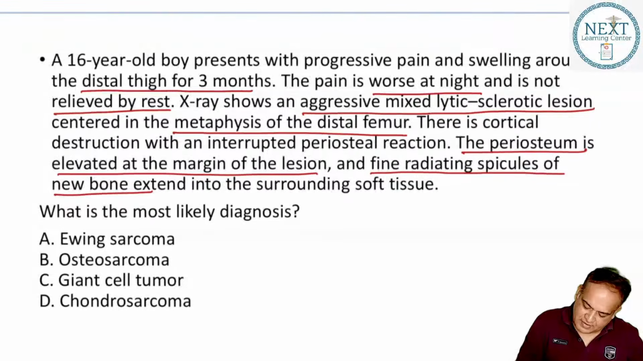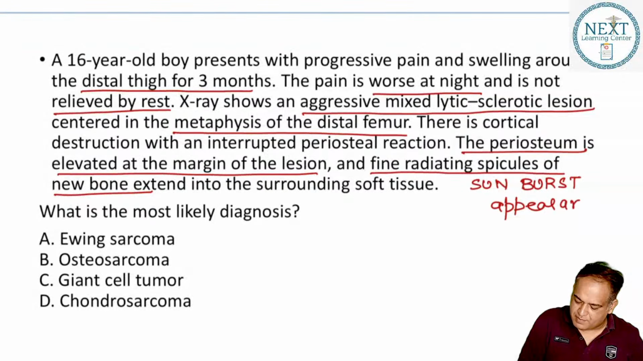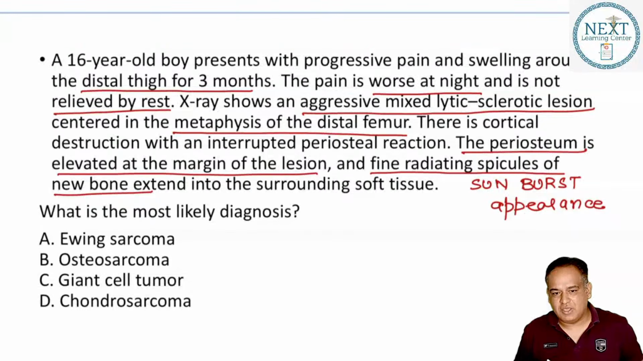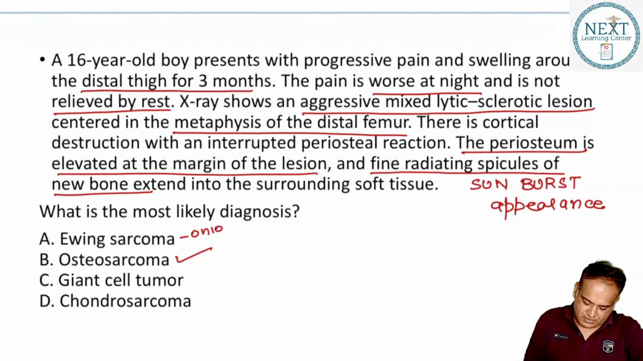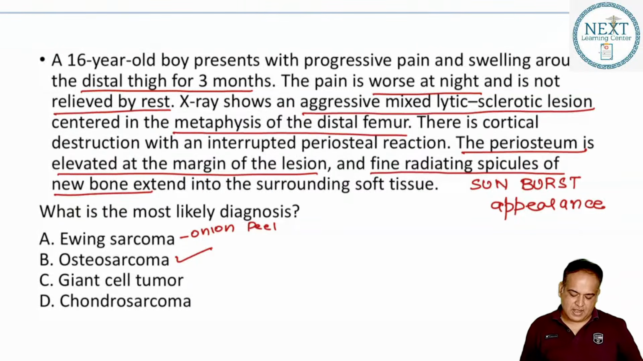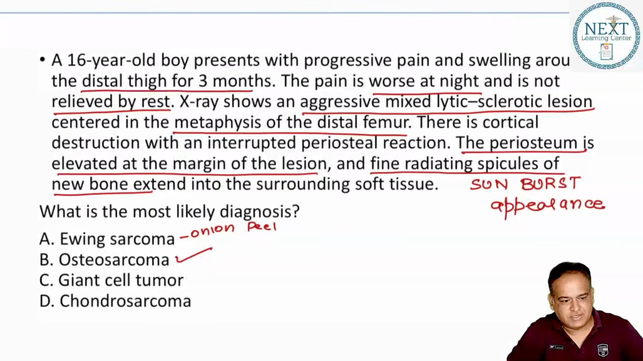So these fine radiating spicules, what is this? This is a sunburst appearance. Sunburst appearance can be seen in any tumor, but commonly seen in osteosarcoma. Here you will get to see onion peel, right? Okay. Giant cell tumor is a benign tumor, and chondrosarcoma, the third most common malignant tumor, you don't see this pattern.